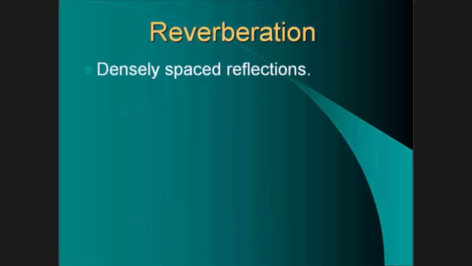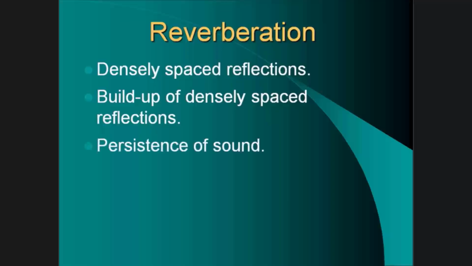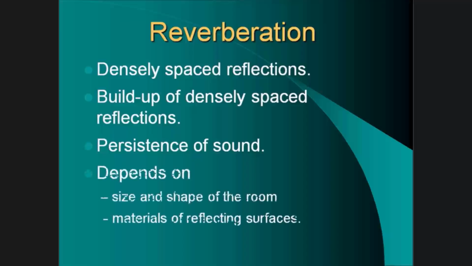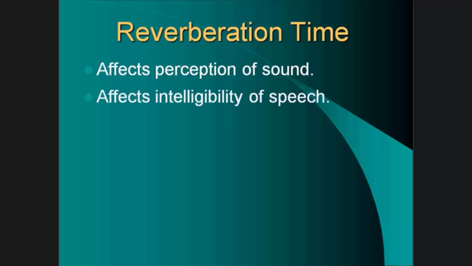So reverberation is the sum of all these densely spaced reflections, which build up and create a dense reverberant field. A persistence of sound. The amount of reverberation we have depends upon the size and the shape of the room, and also upon the materials of the reflecting surfaces. For example, more sound will bounce off of a concrete floor than off of a carpeted floor. Reverberation affects how we perceive sound. It also affects the intelligibility of speech.